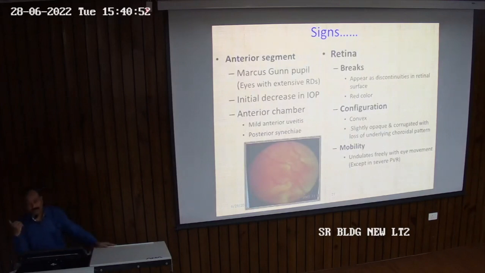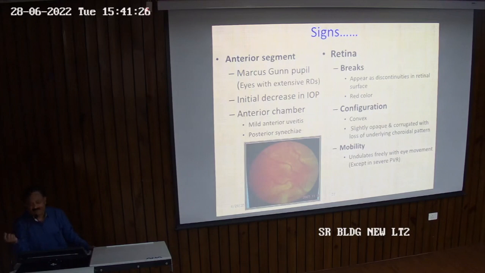So what could be the anterior segment signs, or signs from outside? You can have a sluggishly reacting or Marcus Gunn pupil in the affected eye. There will be an initial increase of IOP, but that is very transient. Most of the time when the patient comes to the OPD after the detachment, the IOP is low. Intraocular pressure is lower than normal, because the normal mechanism of aqueous secretion is disturbed, so the eye is in a softer form.